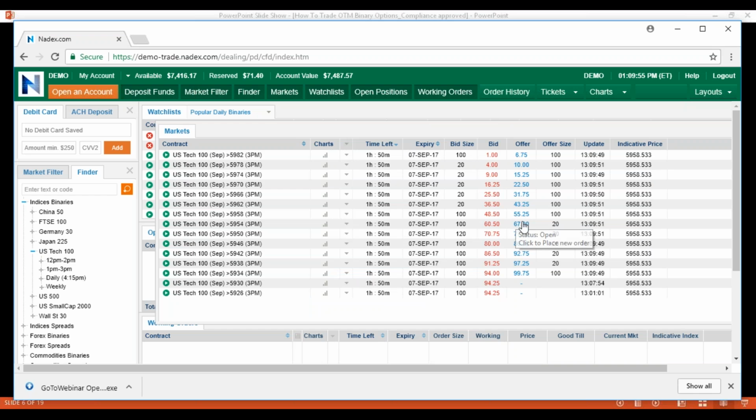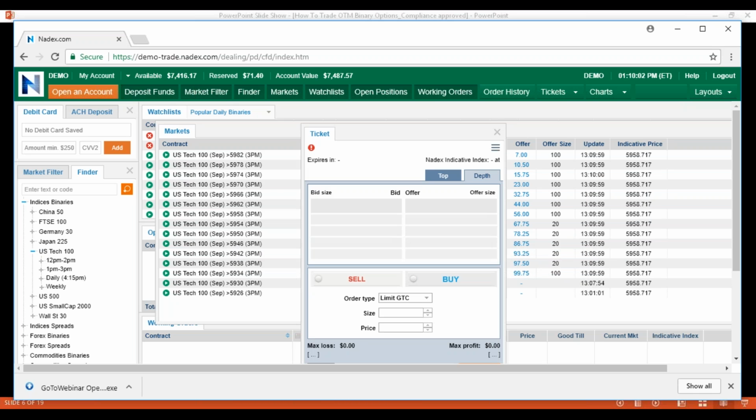You see some of these here that are priced closer to 100, okay? These are called in-the-money binaries, because what is the statement saying? The statement says the US Tech 100 will expire greater than 59.46. Well, it's already at 59.58. It's already greater than. The statement's already true. So the probability is much higher. That's why it's priced closer to 100. Makes sense? When it's right on the fence in the middle, it's priced at 50. When the statement's already happening, it's getting priced and valued closer to 100.